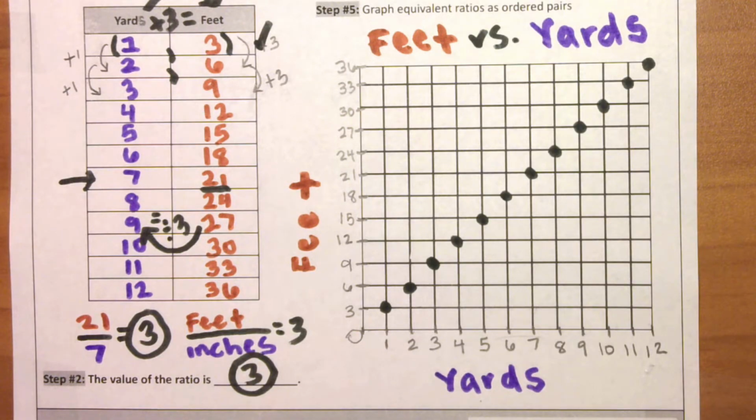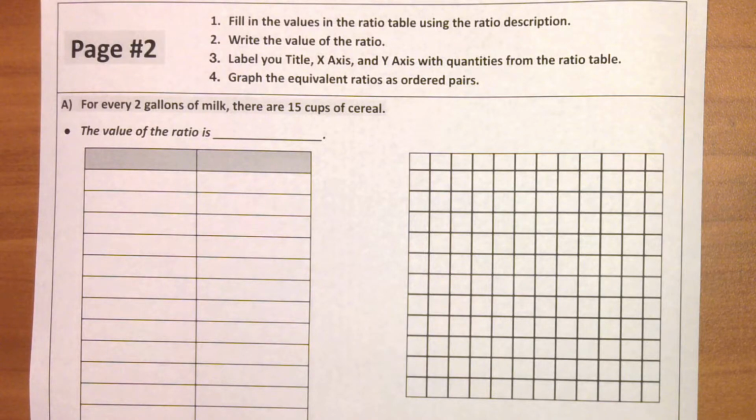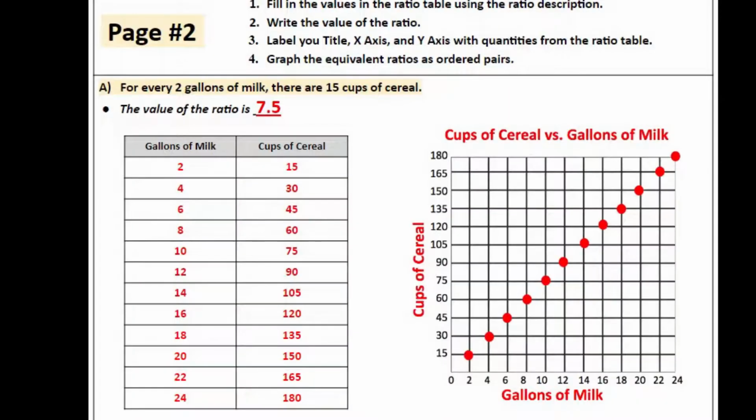Here's what you should have for your graph. If you made any mistakes, it's no problem. Just correct your errors and then flip to page 2. On page number 2, we're practicing the same thing we did in our last example. So I want you to complete page number 2, pause the video, take your time, look at the example, and then come back to the video. Pause the video, check your work for problem A.